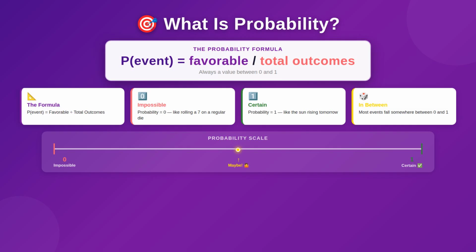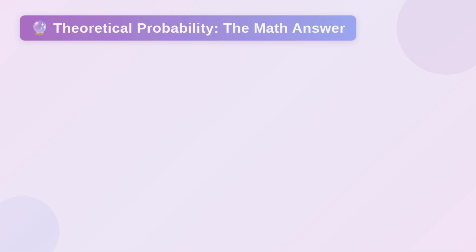The answer is always between 0 and 1. 0 means it will never happen, like rolling a 7 on a regular die. 1 means it's guaranteed, like the sun rising tomorrow. Most things we deal with fall somewhere in between. Pretty simple so far, right? Good, because here's where it gets really interesting.